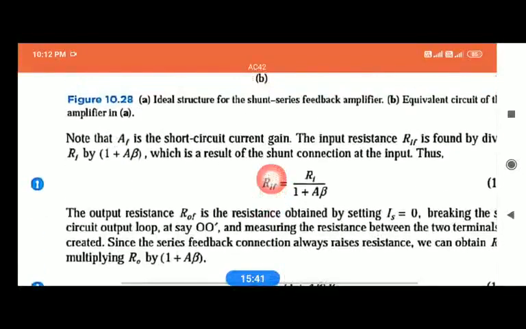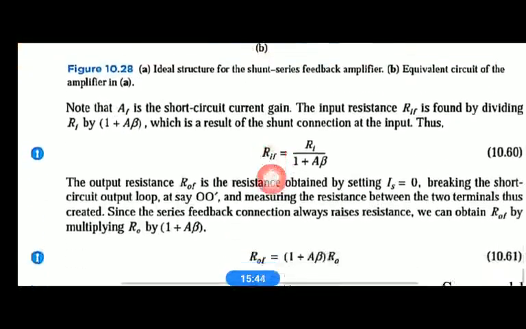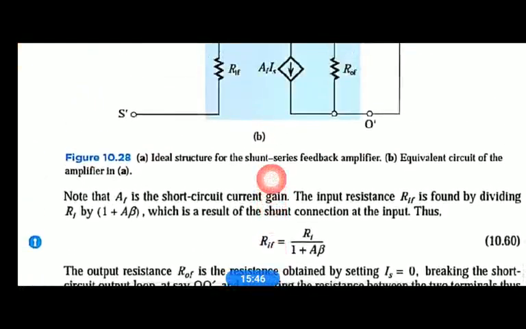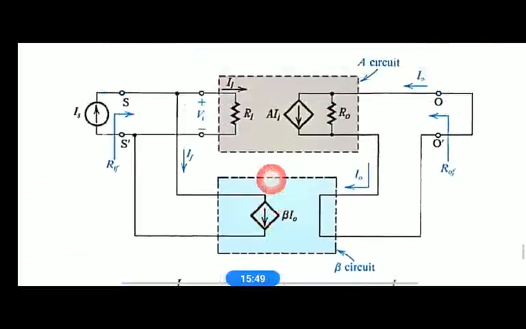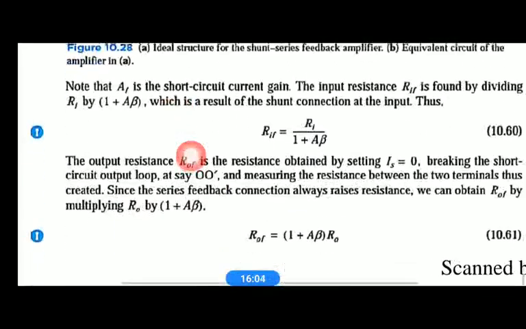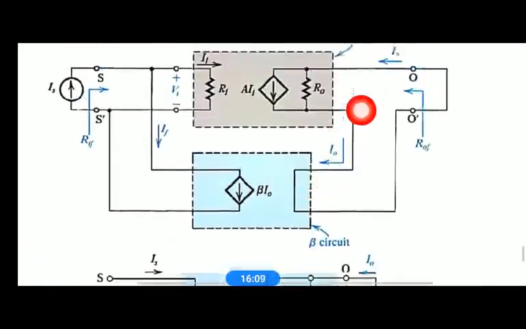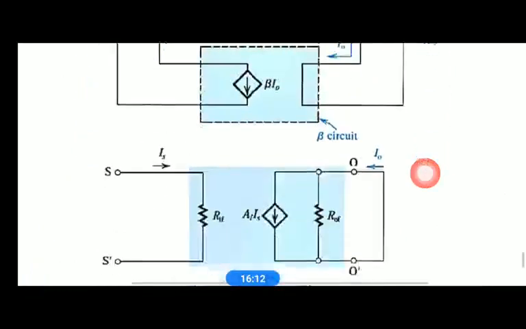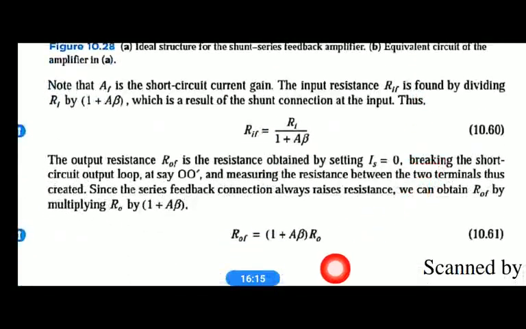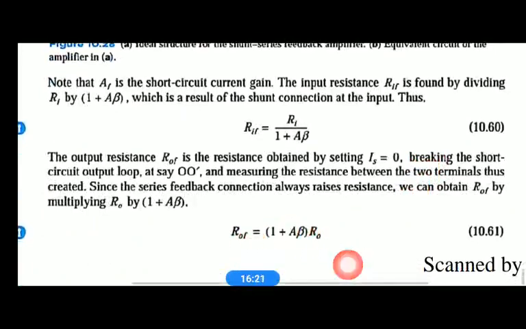We do not need to derive the equations for RIF and ROF again, because we already know that with a shunt connection the input resistance RIF decreases by a factor of 1 plus A beta compared to Ri. So here RIF is Ri divided by 1 plus A beta. At the output side there is a series connection, so the output resistance is increased by a factor of 1 plus A beta. So ROF is equal to (1 plus A beta) into R naught.